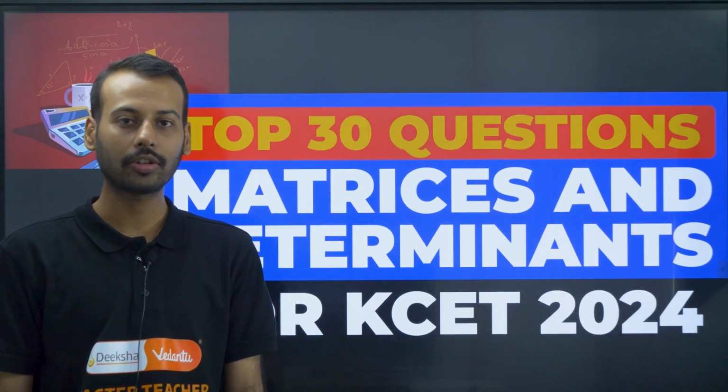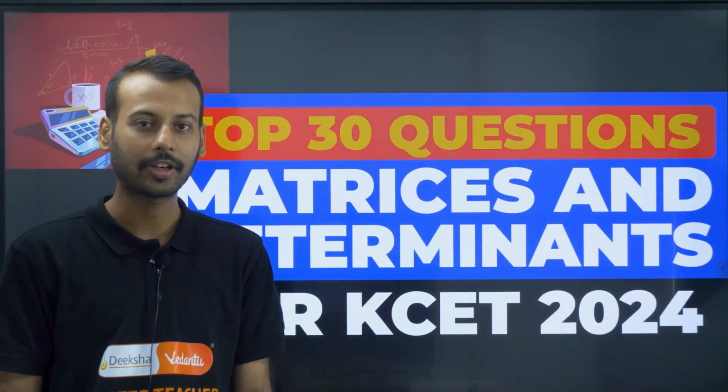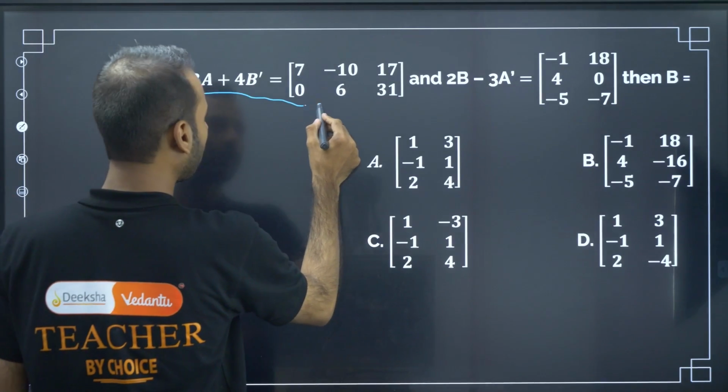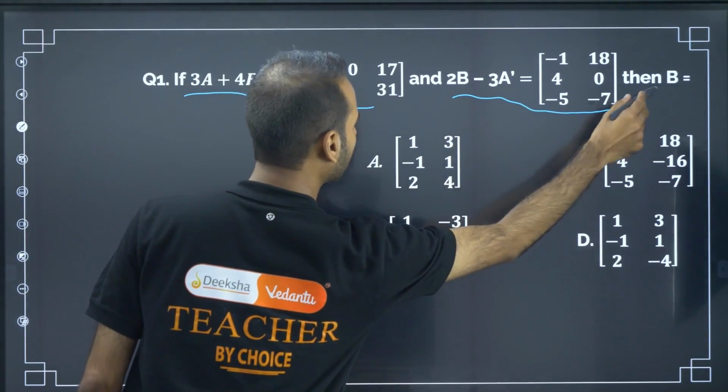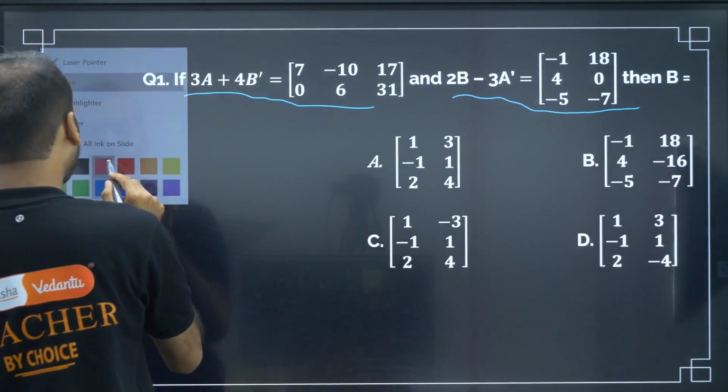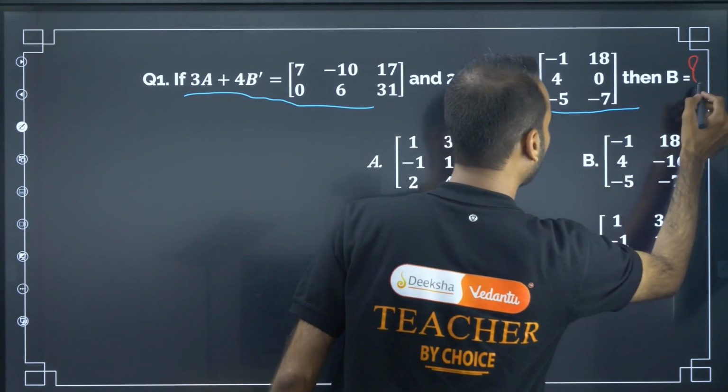In this video, we are going to discuss the top 30 questions of matrices and determinants. Some values are given for A and B is equal to this. Then what are they asking? They are asking to find the value of the B matrix from this.